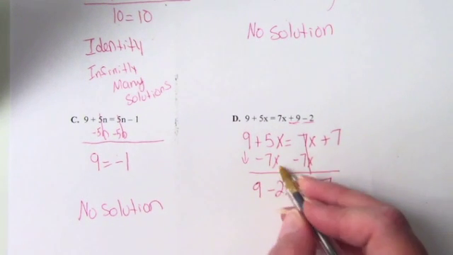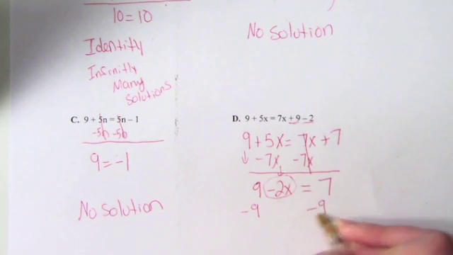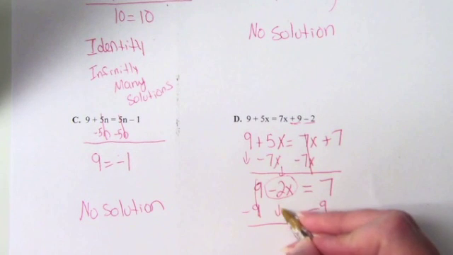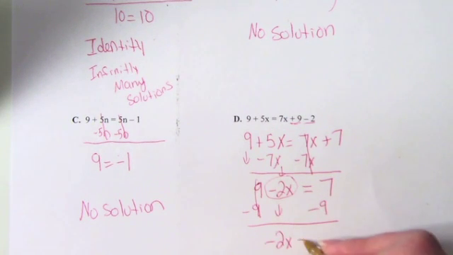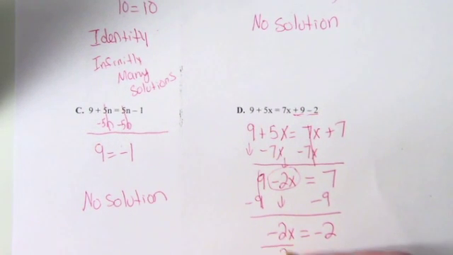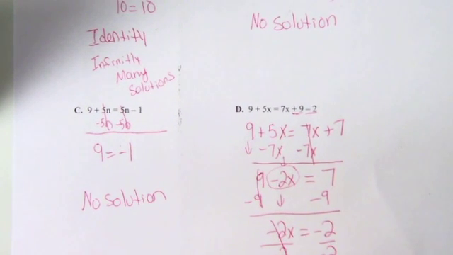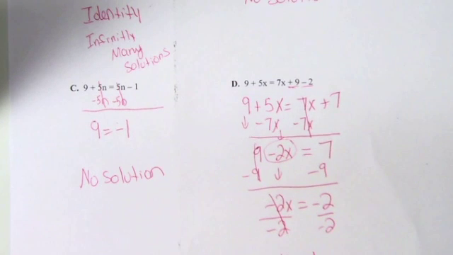From here we want to get negative 2x by itself, so we subtract 9 from both sides. Bring down our negative 2x. Negative 2x equals negative 2. Divide both sides by negative 2. And that will get you x equals 1. So this one, in fact, did have a solution.